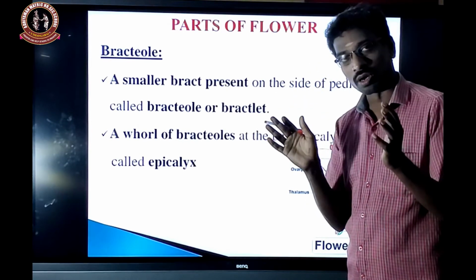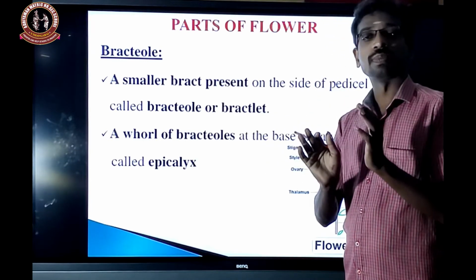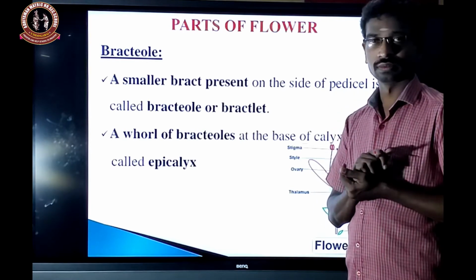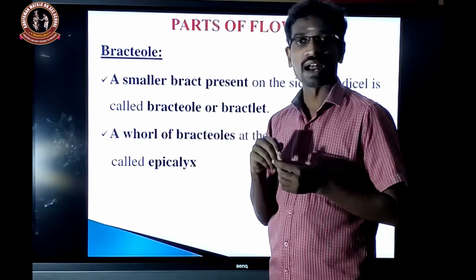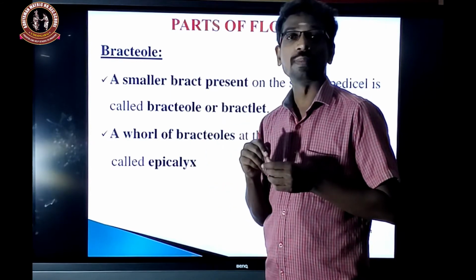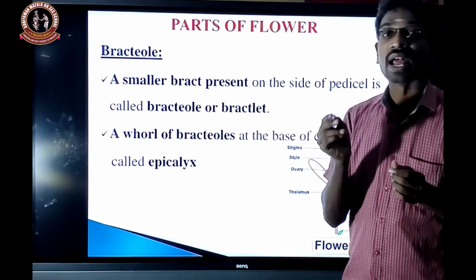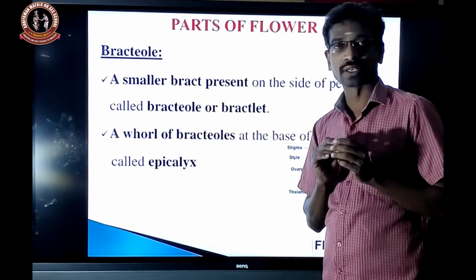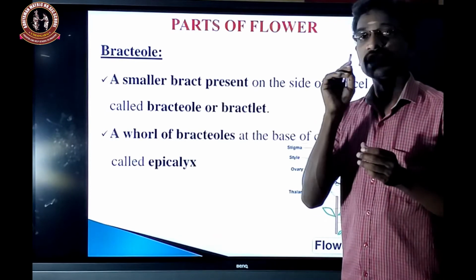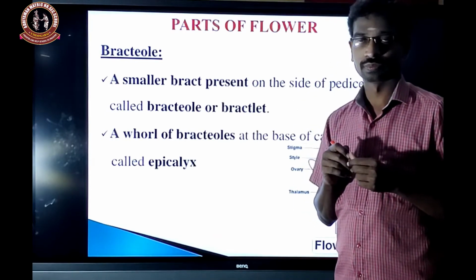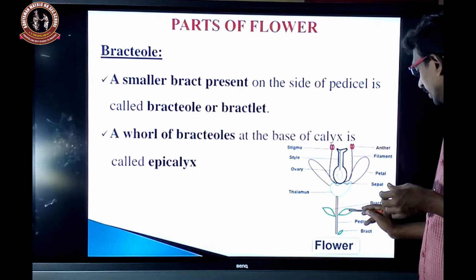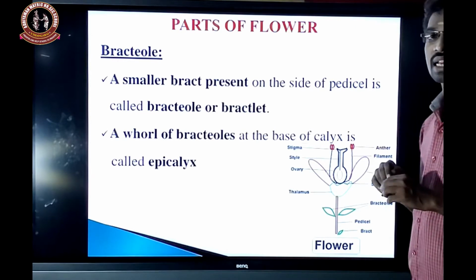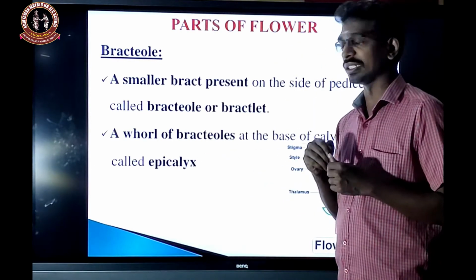It is not common for all groups of plants. It is only present in certain groups of families. Suppose the flower has bracteoles, the particular flower is said to be bracteolate. Suppose the flower does not have bracteoles, then the particular flower is said to be abracteolate. So listen, it's a bract, it's a bracteole, which is present outer to the calyx. It forms the whorl that is called epicalyx.